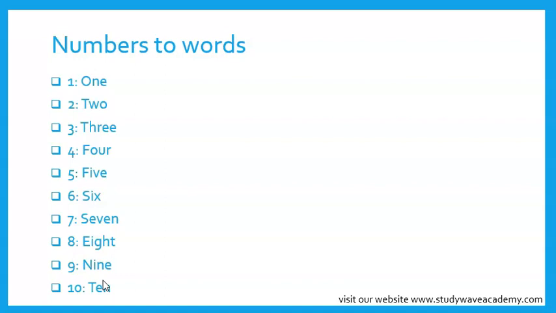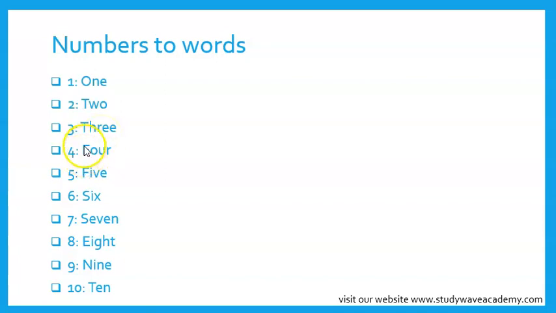Let's go again from 1, okay? 1 is spelled O-N-E, 1. 2 is spelled T-W-O, 2, okay? 3 is spelled T-H-R-E-E, 3.